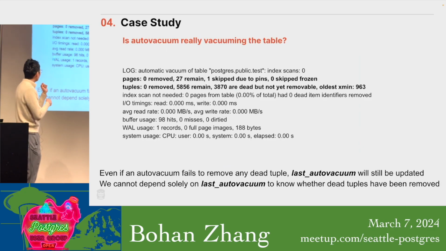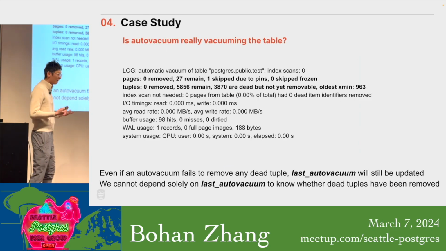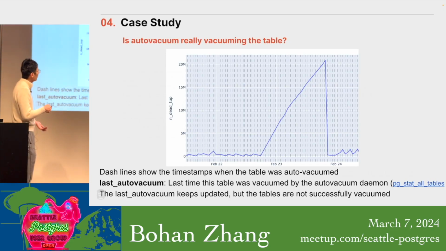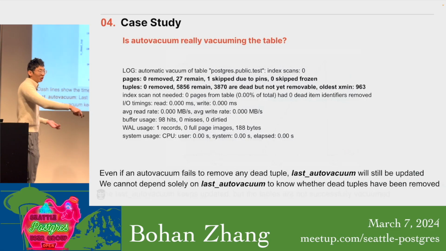We can see this is the log of Postgres. We can see auto vacuum is still executed successfully. However, 0 pages are removed, 0 tables are removed, and 3,870 are dead tuples in that table, but they are not removable because of the long query blocking the auto vacuum process from removing them. So we can see the auto vacuum process is still executed, but it cannot remove the dead tuples. That explains why we have the auto vacuum executions here, but the number of dead tuples does not drop.